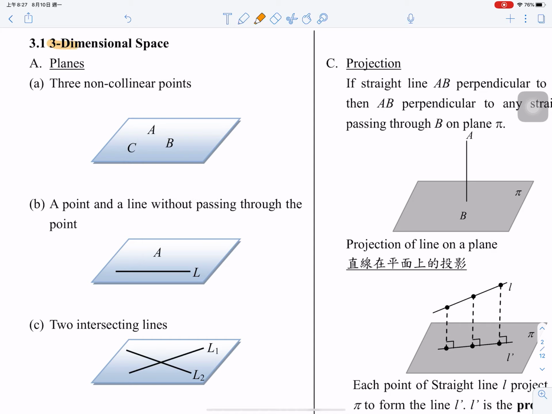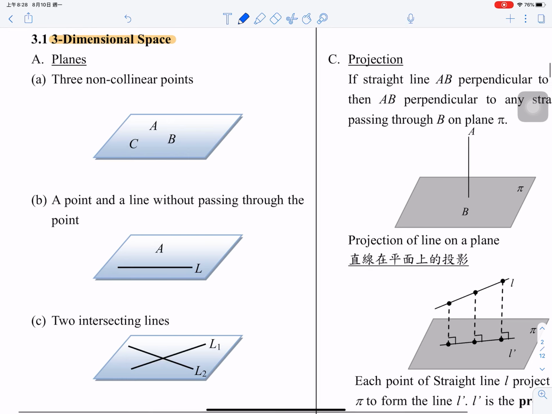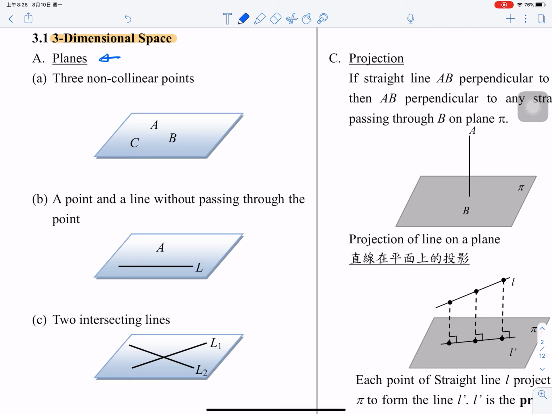Three-dimensional space. Okay, that means 3D. We will look at several terms to help you understand clearly. The first one is about the planes. Okay, and see part A, 3 non-collinear points.